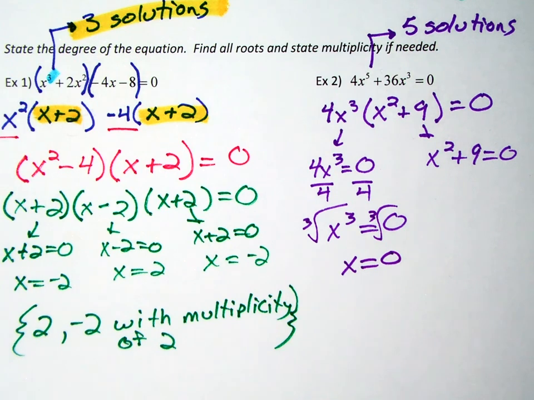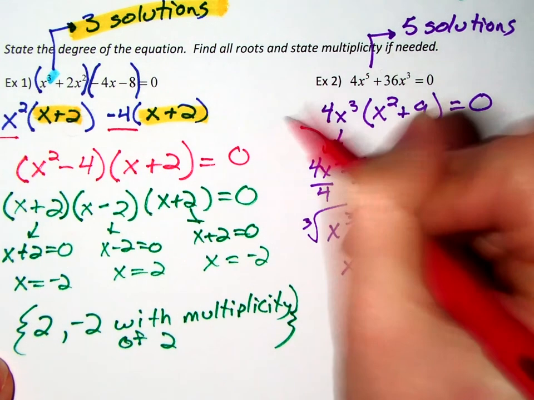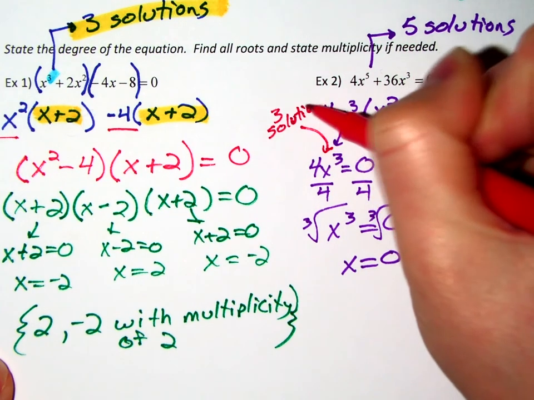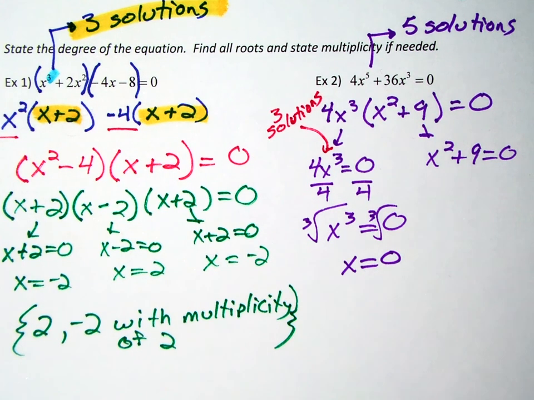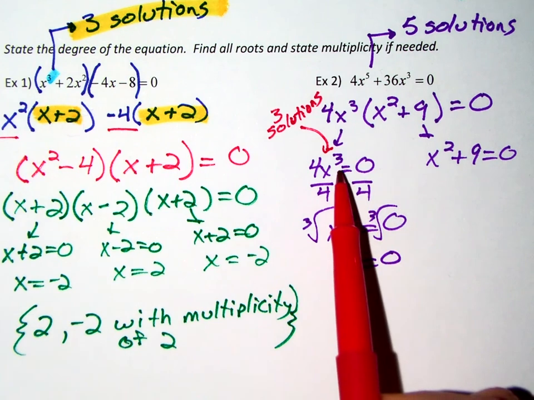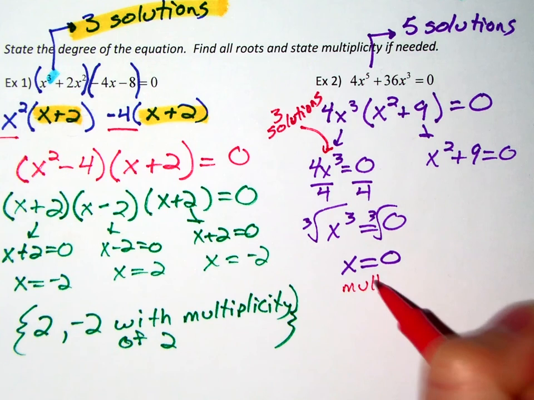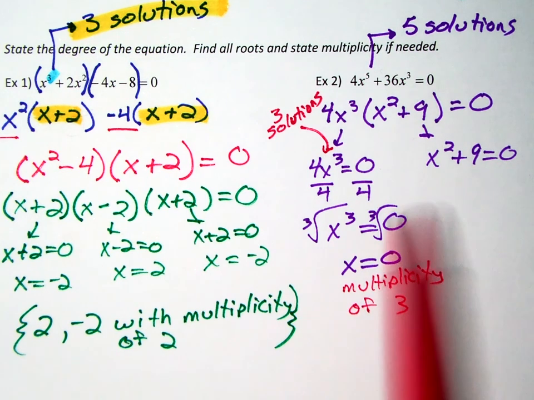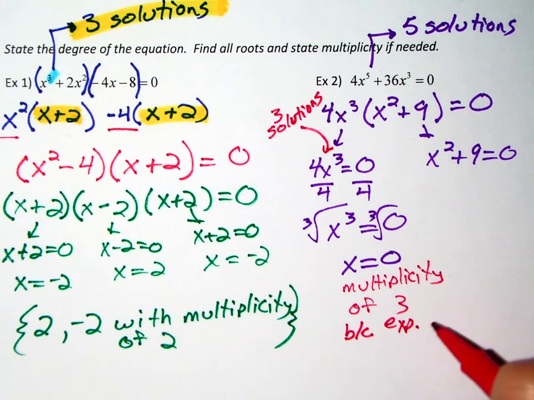When I look at this problem, I see that this had an x cubed equal to 0. Because this is cubed, I should get 3 solutions from this setup alone. So when I get to my end answer and I end up with 0, that looks like it's one solution, but because this was cubed and we took the cube root to get there, I know that this has a multiplicity of 3. So the answer of 0 occurs 3 times because of the exponent of 3 when I went to solve.